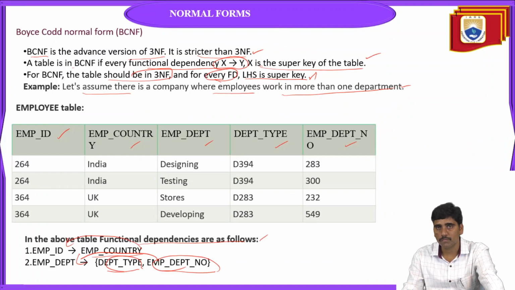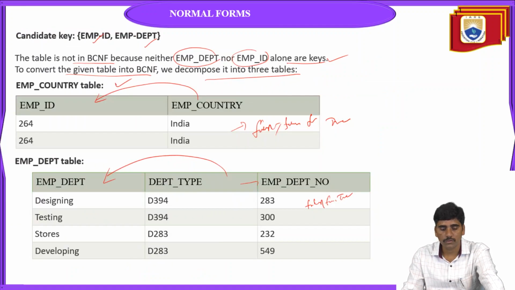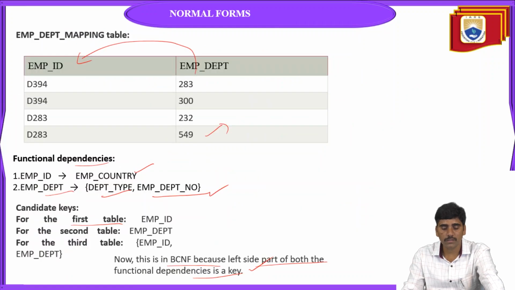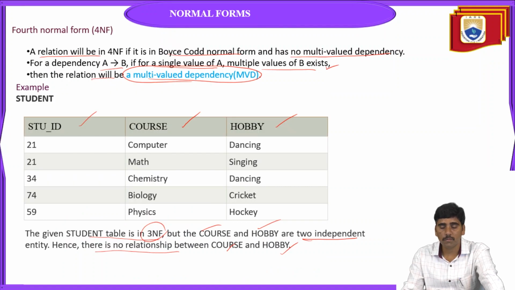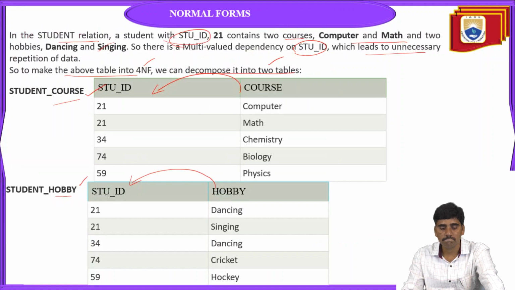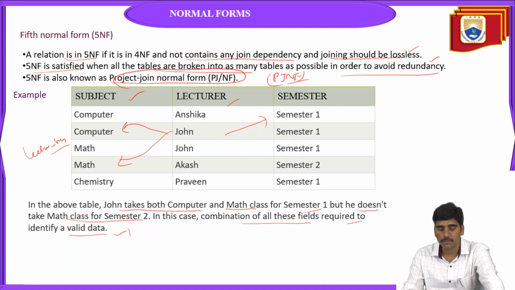And Boyce-Codd normal form has a fully functional dependency on the left side, and all other non-prime attributes depend on the prime attributes. Here candidate keys are present, and super keys are also present. The left-hand side of the dependencies are candidate keys. And fourth normal form does not contain multi-valued dependency. If there are any multiple values, then it will be decomposed into tables.